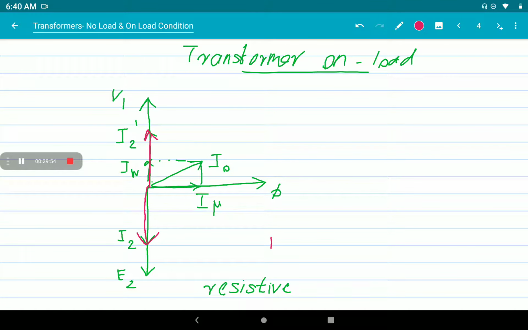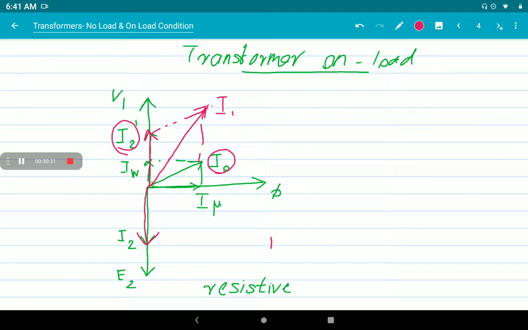How do we find the vector sum? We have to find the vector sum of I0 and I2 dash. So the vector sum can be found out by drawing a parallelogram. So this diagonal will give you the I1. So this is the current I1 when it is loaded on a pure resistive load.